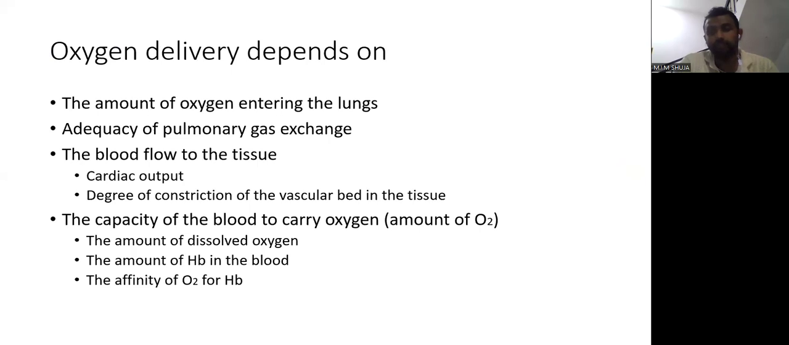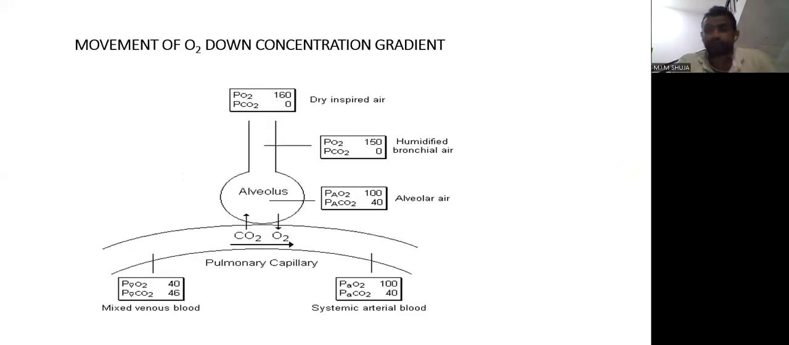That depends on the amount of dissolved oxygen, the amount of hemoglobin in the blood, and the affinity of oxygen for hemoglobin. Affinity is going towards something, like attraction. So the dry inspired air, humidified air from the alveoli, comes to the pulmonary circulation and systemic circulation.